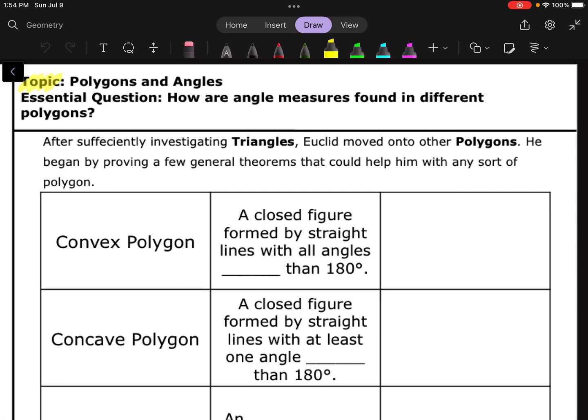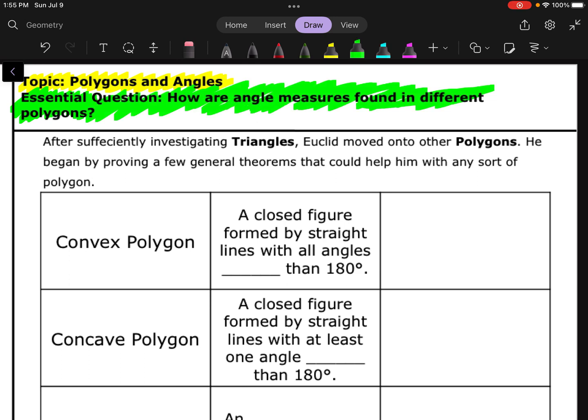All right, the topic for this video is going to be polygons and angles being found inside of them, or outside of them. We'll see here in a little bit. And our essential question is going to be, how are angle measures found in different polygons? So a little background information to get us started here.